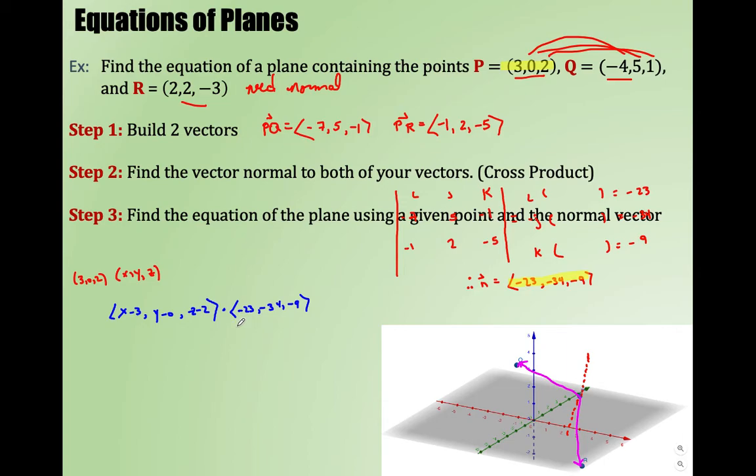And I did, right, I'm not going to go through that step-by-step algebra. I'll leave that to you. I ended up with negative 24x plus 69 minus 34y minus 9z plus 18 is equal to 0. Cleaned all that up and I got negative 24x minus 34y minus 9z is equal to negative 87.